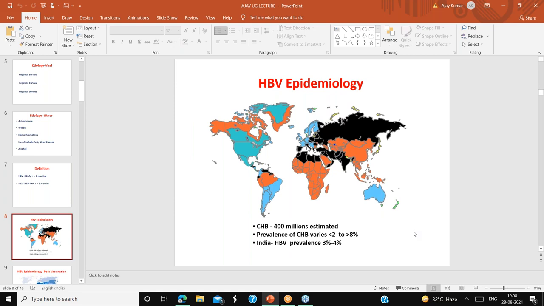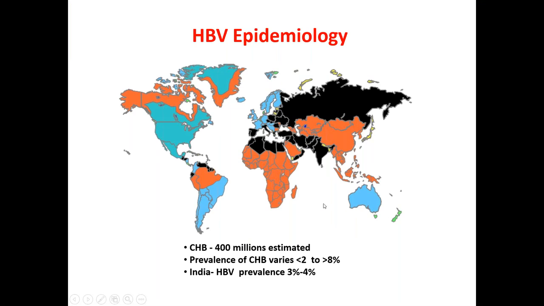Now, if we look at the epidemiology of the hepatitis B virus, when you look carefully at the map of the world, it is prevalent throughout the world. However, the prevalence of this virus is not uniform. There are certain areas where this disease is highly prevalent. What are these areas? These are Africa, Brazil, South East Asia, China, Canada and Greenland. Here the prevalence of HBV is more than 8%.